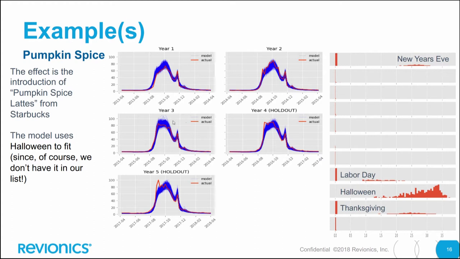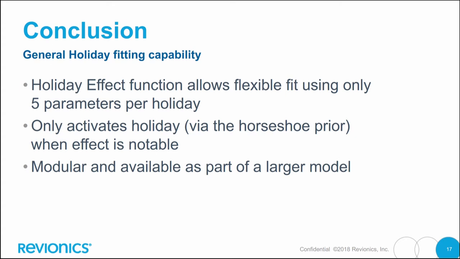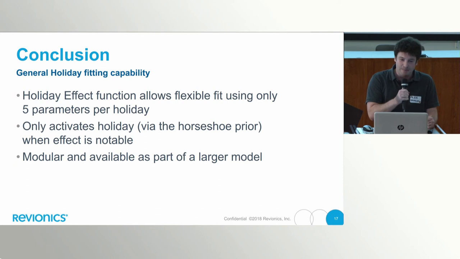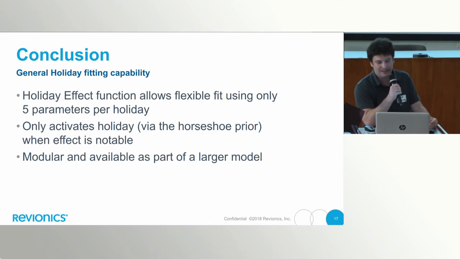Oh, I forgot to mention, we're only fitting this on 3 years, and then the last 2 years are holdout. So just to make sure that we're not overfitting, right? So the conclusion is that we have this nice little function that with only 5 parameters describes the effect the holiday is having on whatever data, in our case sales data or whatever. And it's pretty robust against overfitting. Key is to select good priors, and it kind of stands alone and it's easy to incorporate into larger models.